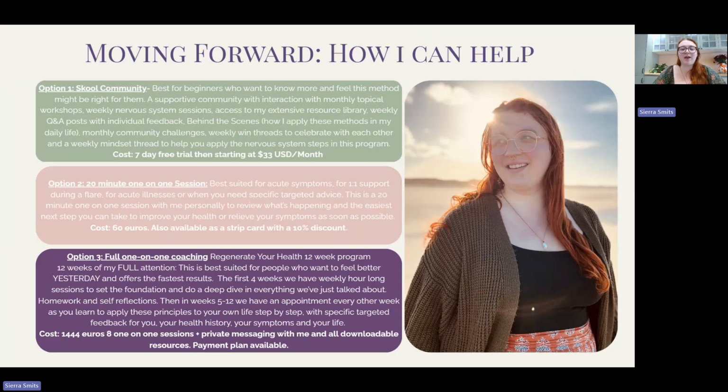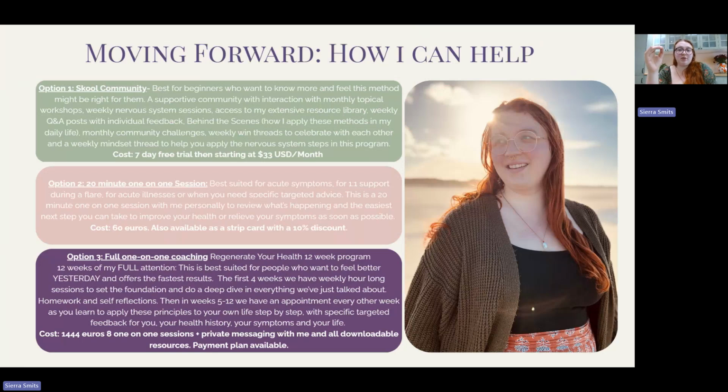Then in weeks 5 through 12, we have an appointment every other week as you learn to apply these principles to your own life step by step with specific targeted feedback for you, your health history, your symptoms, and your life. The cost is 1,444 euros. Again, this is 12 weeks of coaching. You do get private messaging and all downloadable resources alongside the program, and there is a payment plan available.